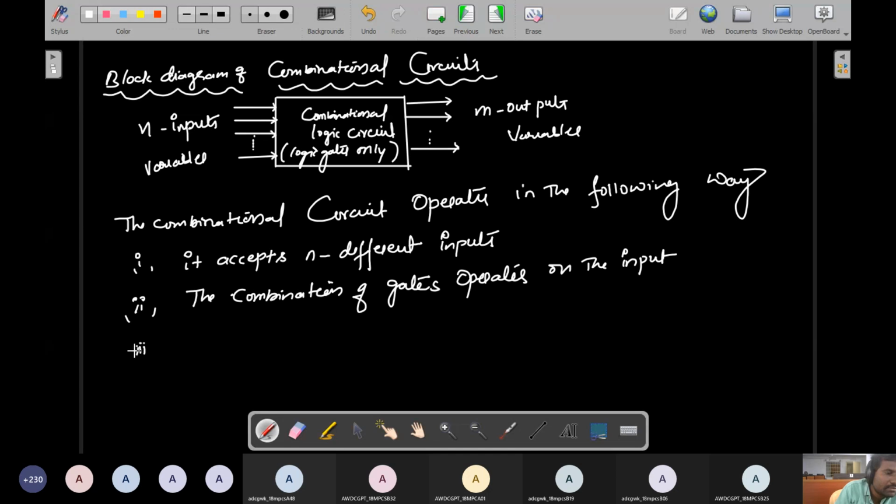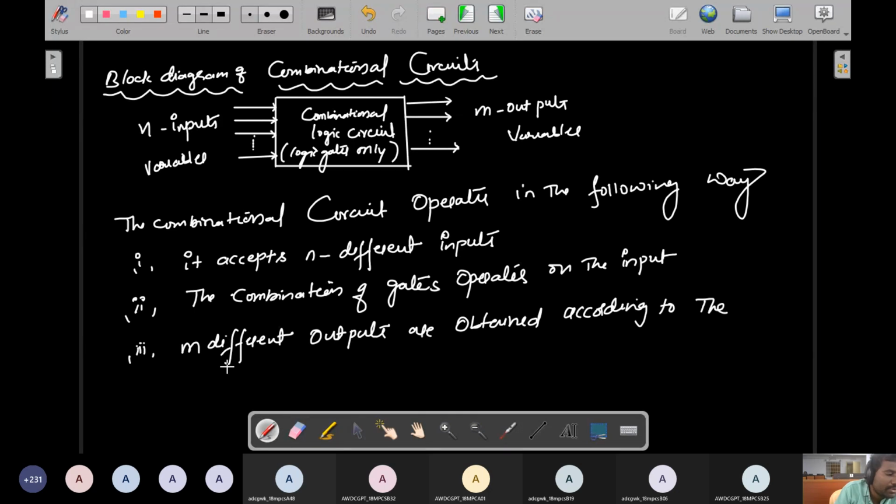And third, m different outputs are obtained according to the requirement. Understand? So the combinational circuit operates in the following way.